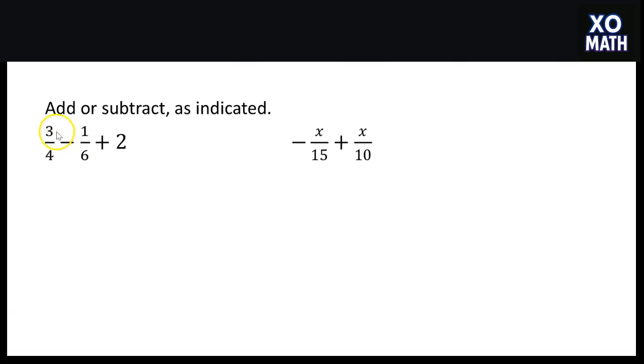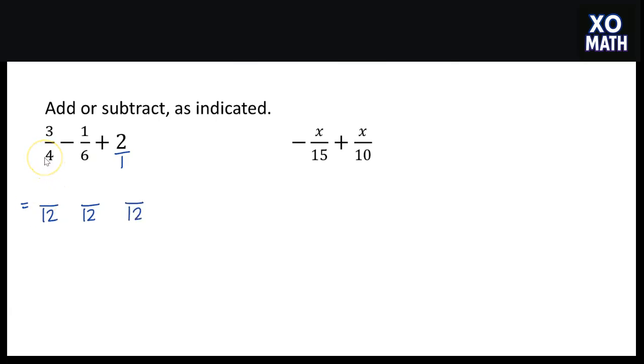In this example, we have 3/4 minus 1/6 plus 2. I'm going to start by rewriting 2 as 2 divided by 1. To perform these operations, we need the least common denominator among all three fractions. Between 4, 6, and 1, the least common multiple is 12. So we'll rewrite each of these with a denominator of 12.